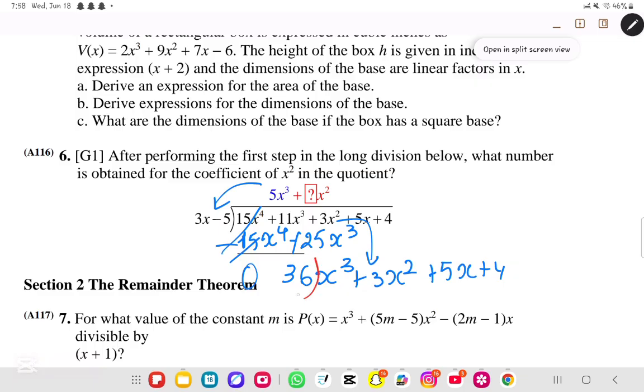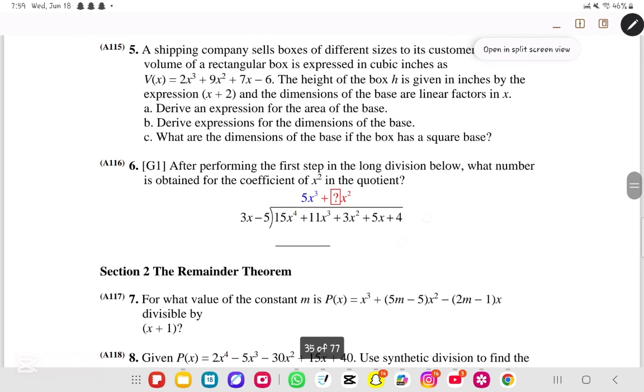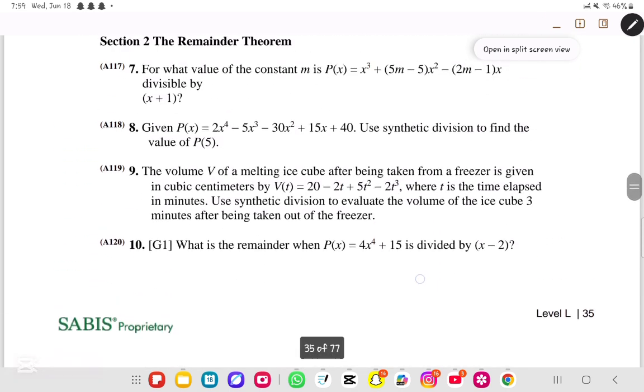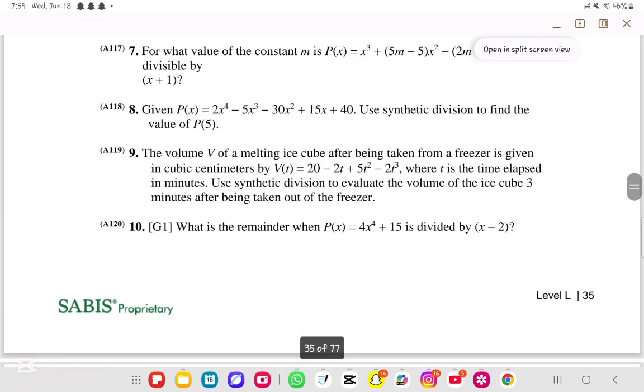Now you will take this digit with this digit. So 36 divided by 3. What's 36 divided by 3? It is very simply 12. So just like that, we answered question number 6. We'll move on to question number 10. What is the remainder when p(x) is equal to 4x squared plus 15 is divided by this?